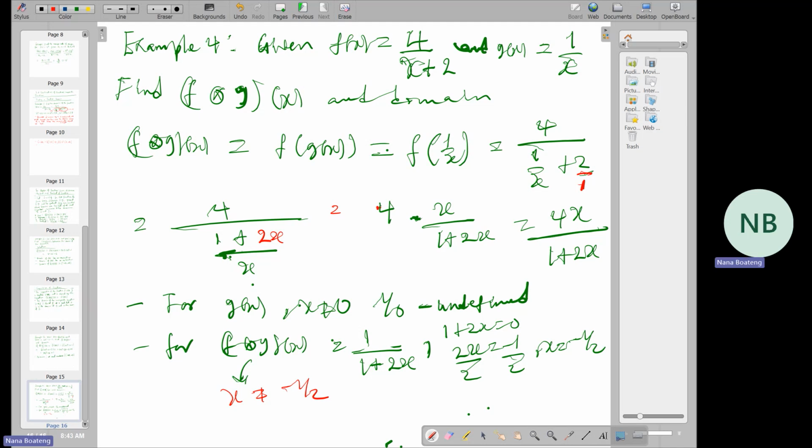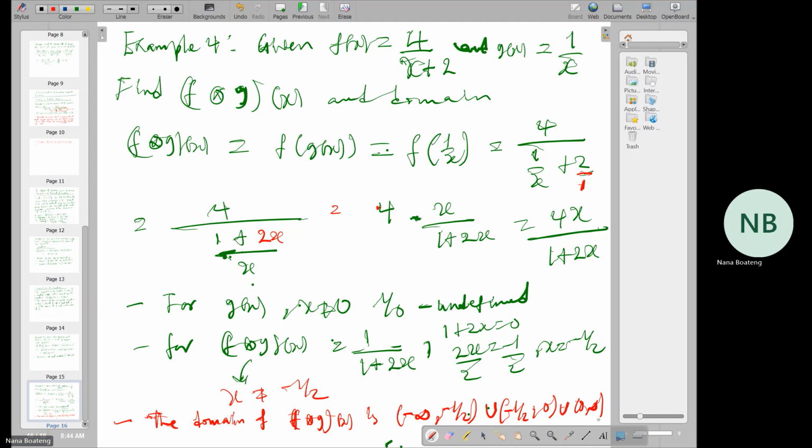So the domain of f of g of x is negative infinity to negative 1/2, union negative 1/2, and 0 cannot be part of the domain, and union 0 to infinity. So this becomes the domain.